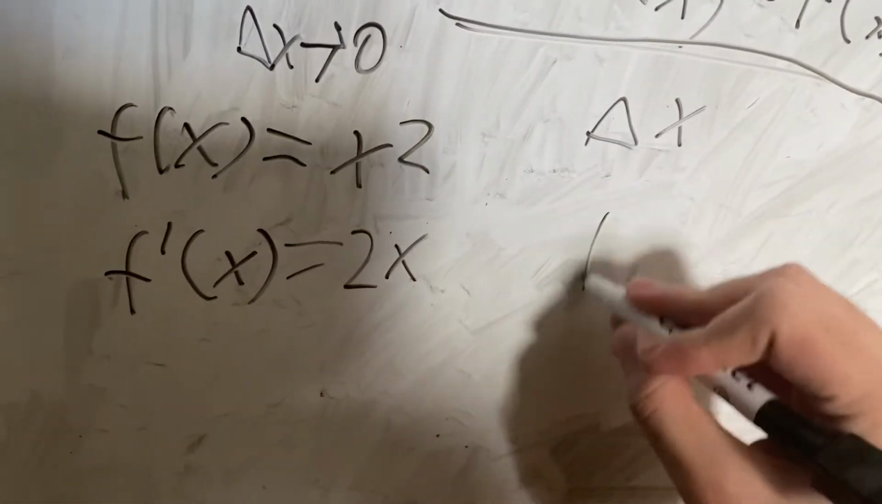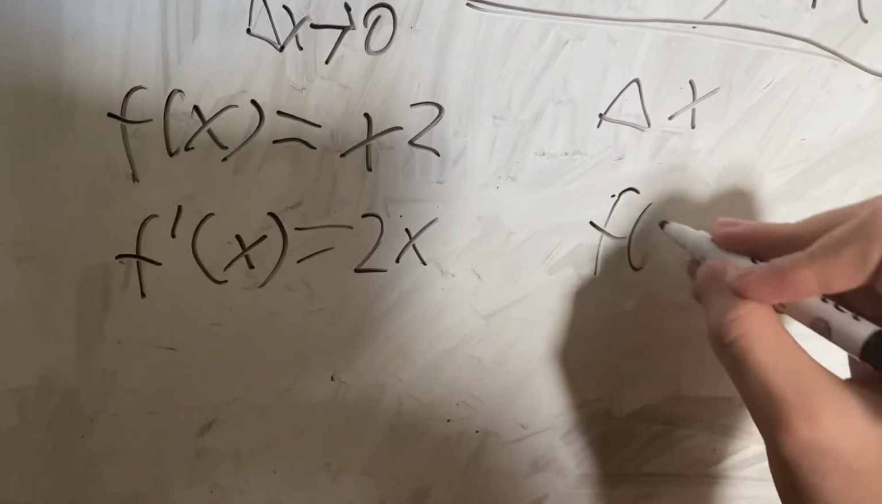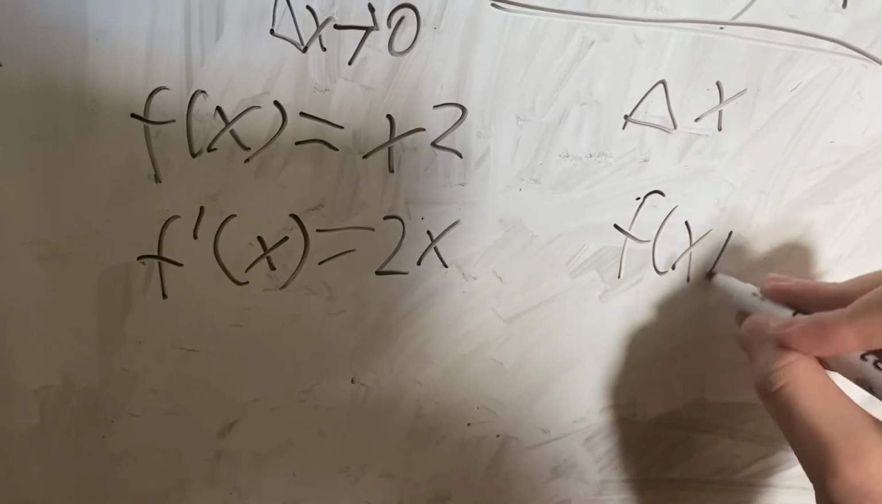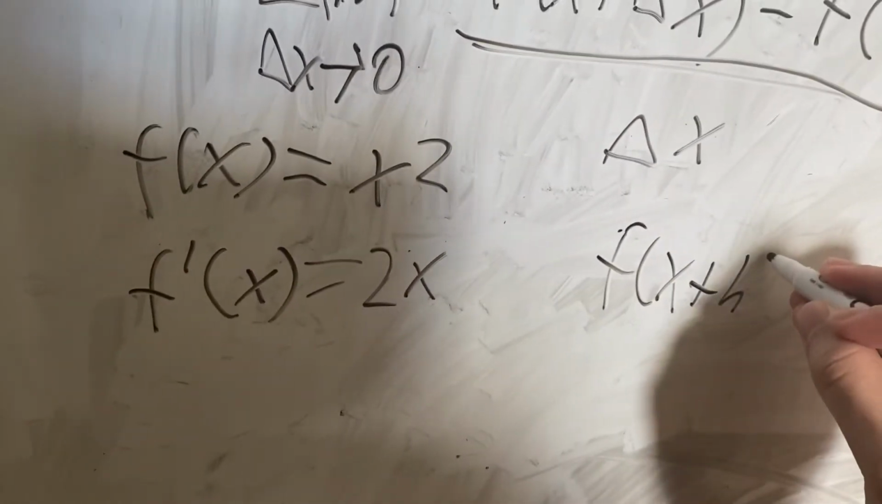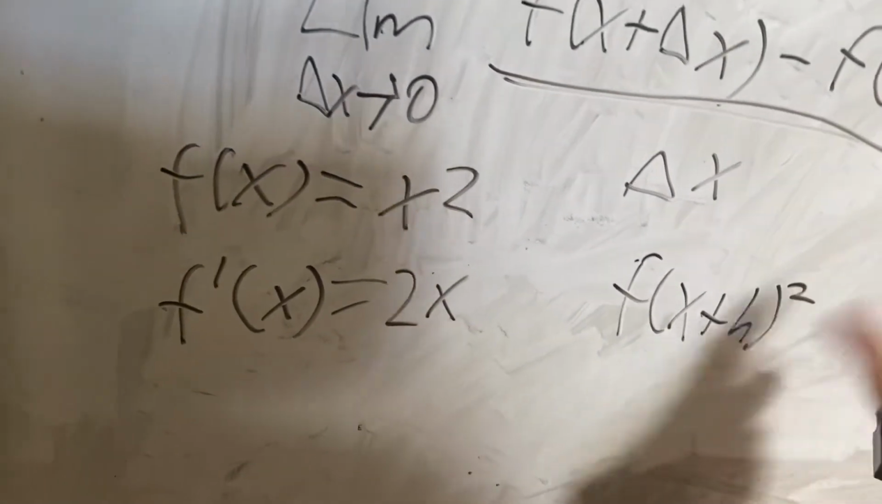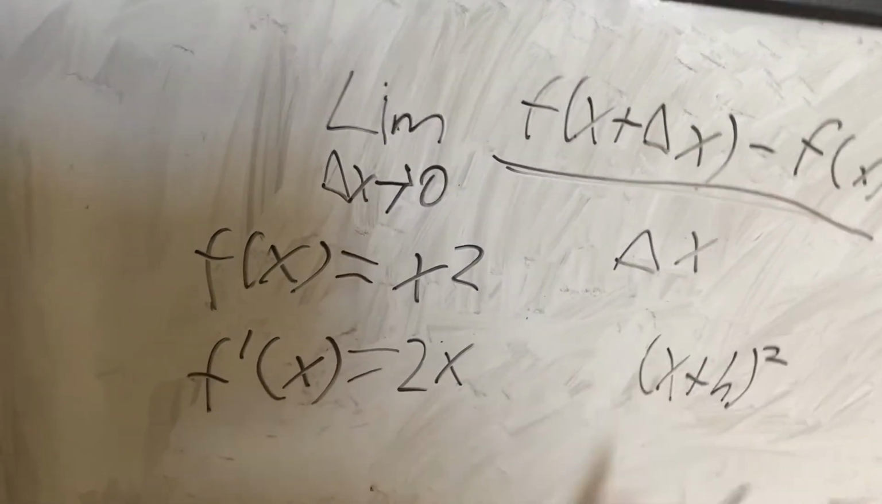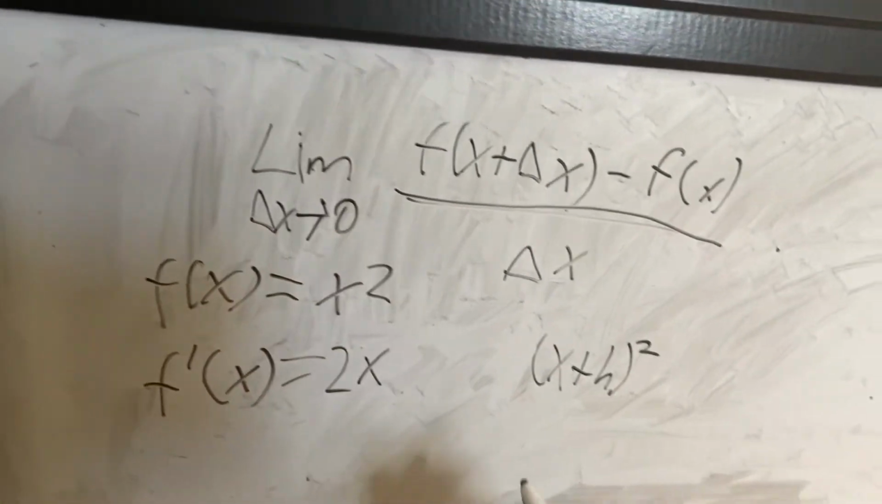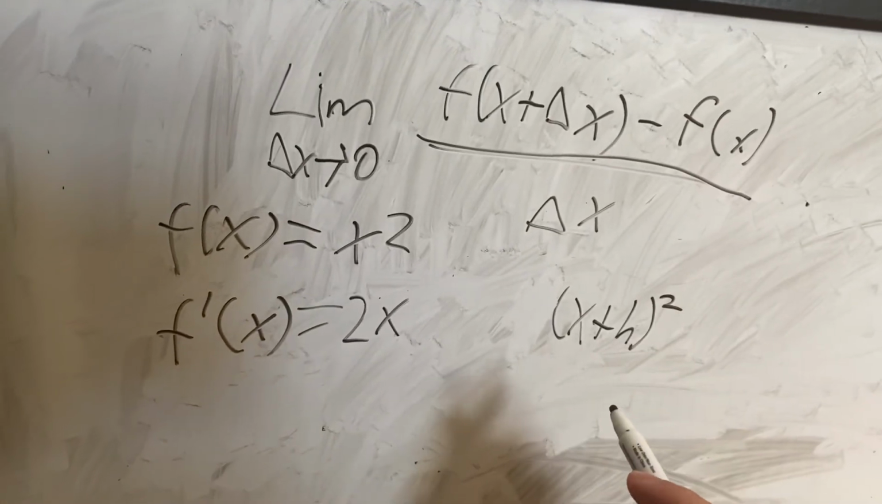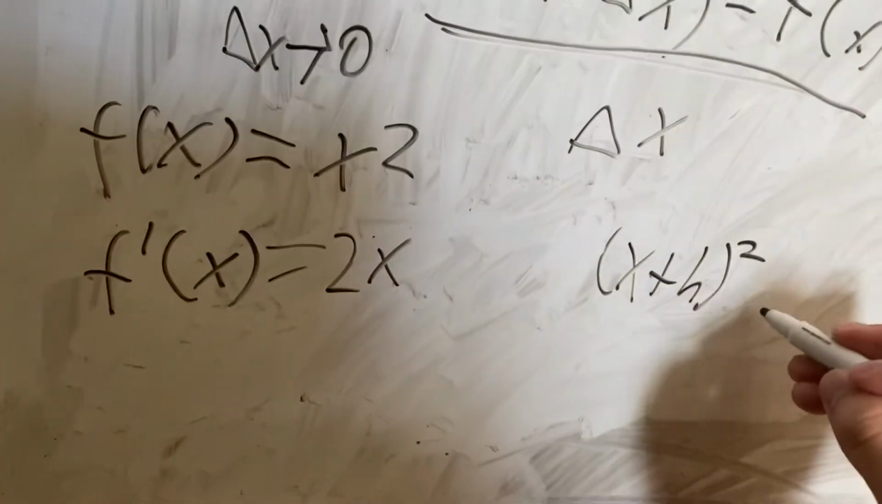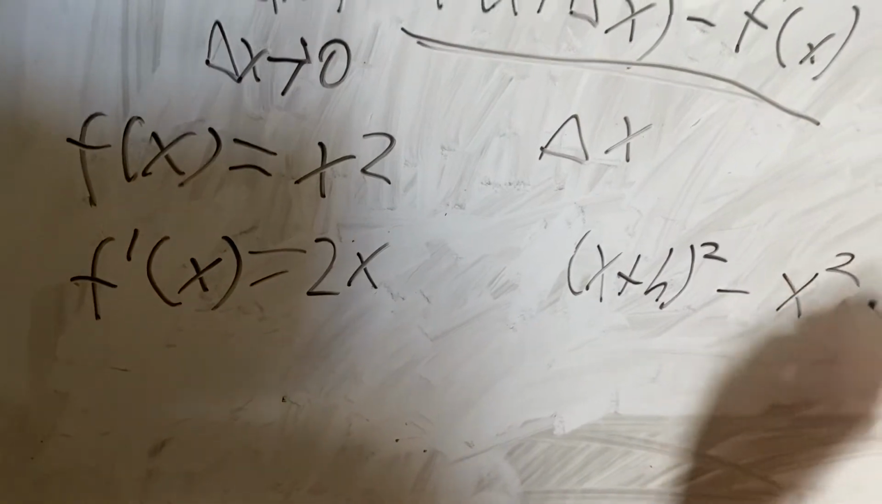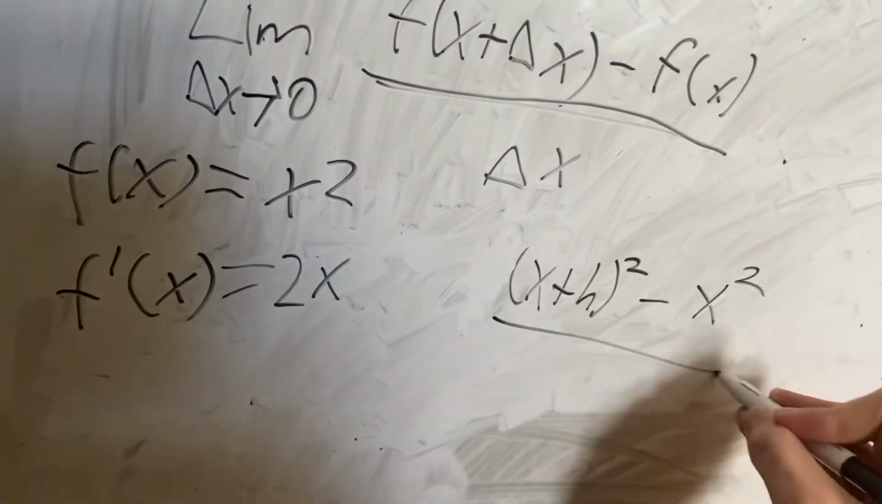So what we're really saying here is f of x plus h squared. Sorry, there doesn't need to be an f there. We're simply plugging in for x here. So we have x plus h squared minus x squared divided by h.